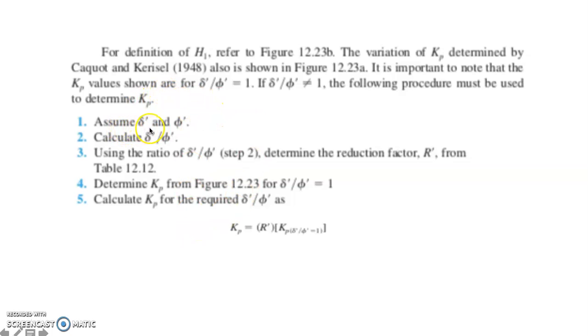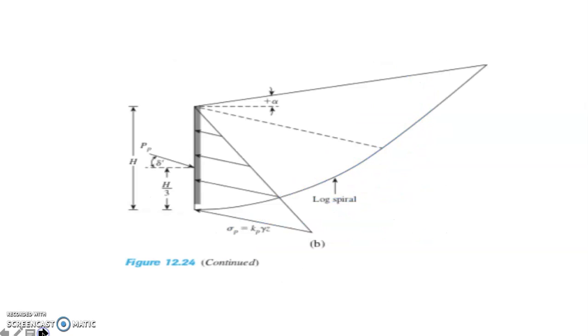So we have to assume our delta prime and phi prime values. We have to calculate the ratio between delta prime over phi prime, and using that ratio, we can get the value for the reduction factor from figure 12.12.